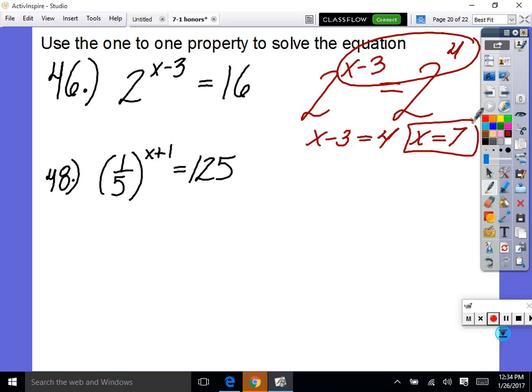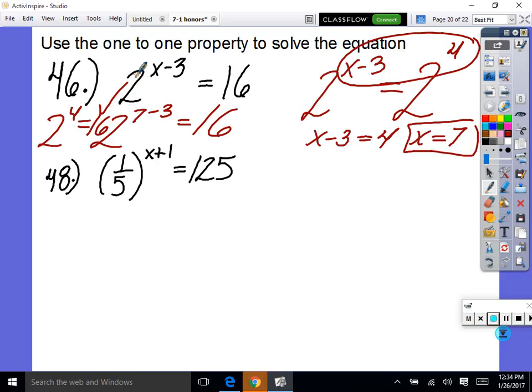Yeah. So now look, let's even check it. 2 raised to the 7 minus 3 equals 16. That's 2 to the 4th equals 16. Isn't that true? Yeah. So I can check all my answers here. So you're just doing it and rewriting it in the same base, and then you can just use the exponents to solve. That's actually very cool. Yeah, it is cool. So this 48 is a little bit harder.